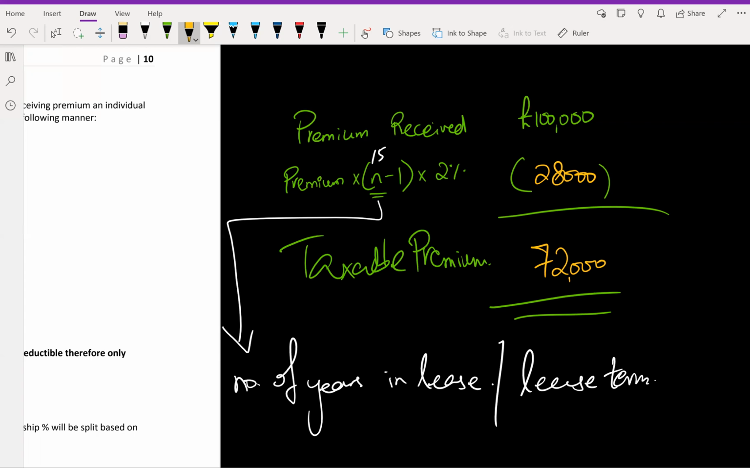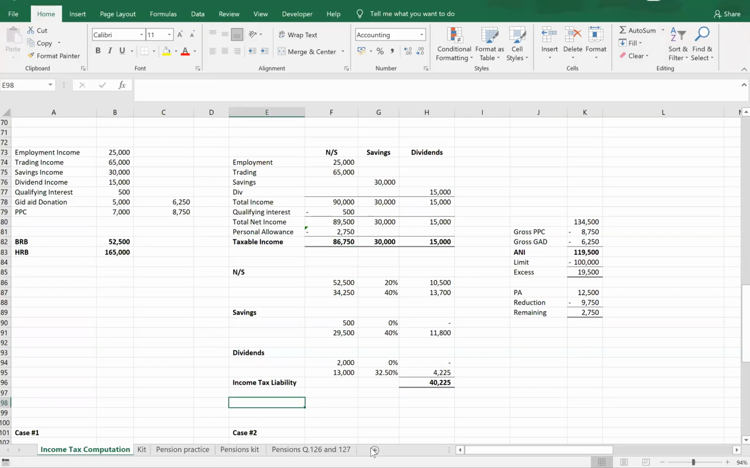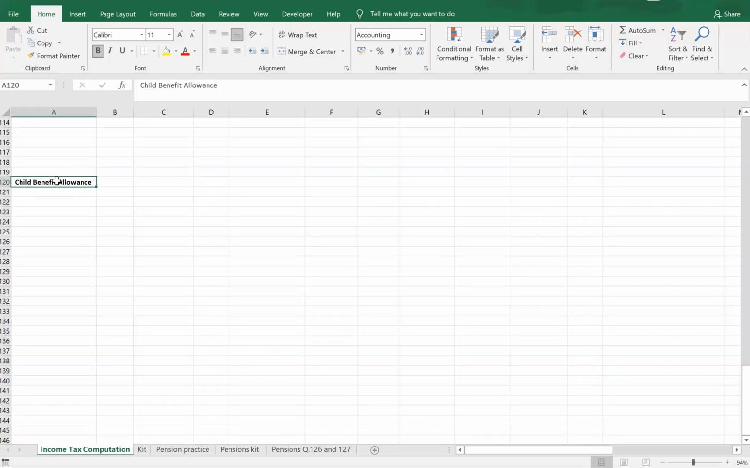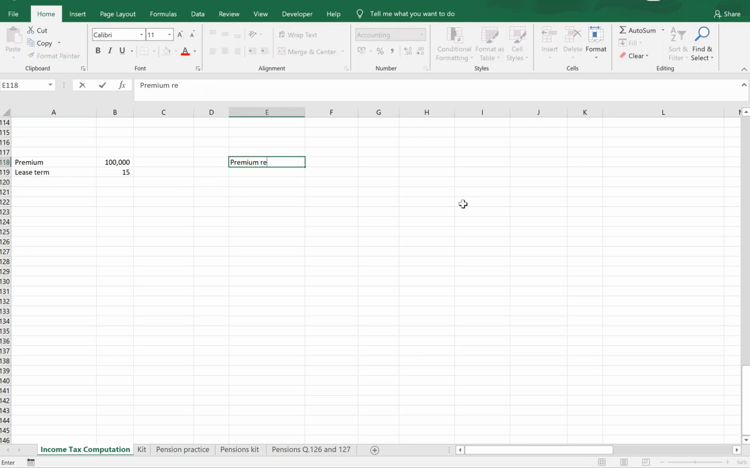Now let's move on to Excel and let me explain one more thing on this. As per our example, the premium was 100,000. Lease term was initially 15 years, right? So the premium I'm receiving is 100,000. Formula turns out to be premium into n minus 1 multiplied by 2%, right? And you're left with the taxable premium.